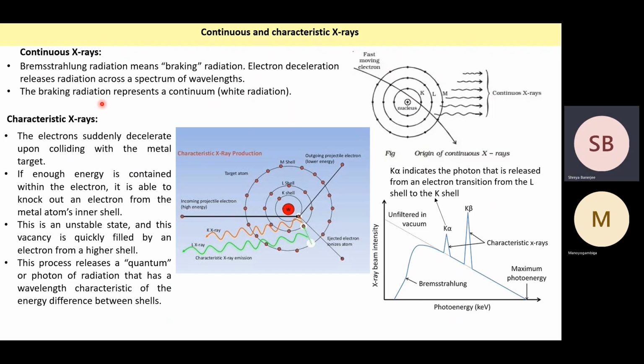The more important kind of X-rays that we will be focusing on is the characteristic X-rays. So what happens here is that this is your electron which is accelerated from the filament. It collides with the anode. This is an atom of the anode.